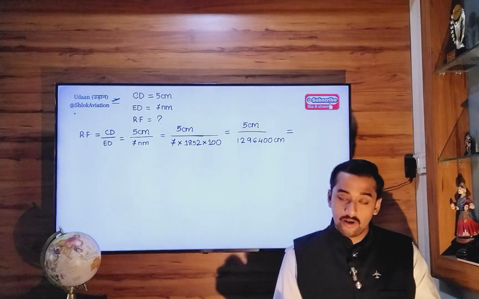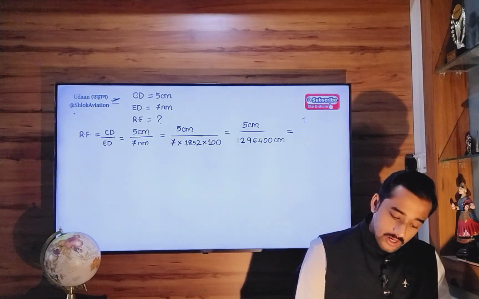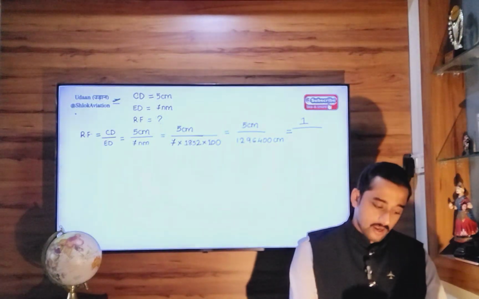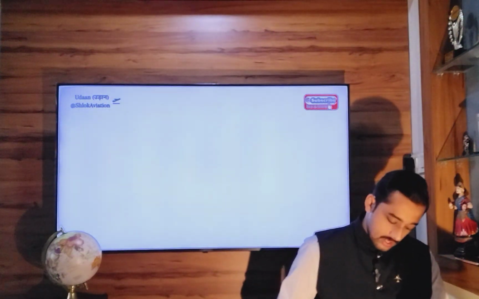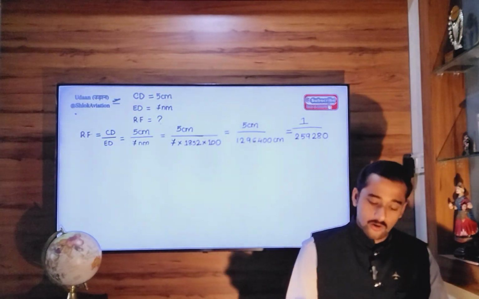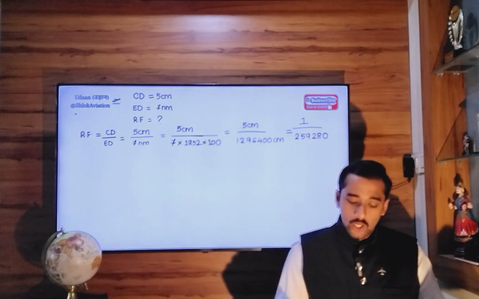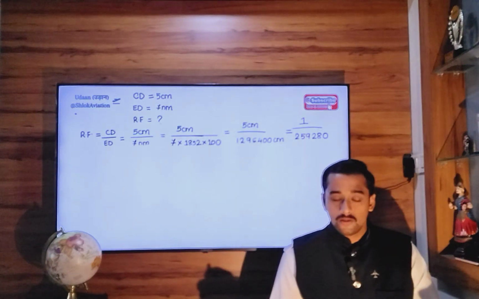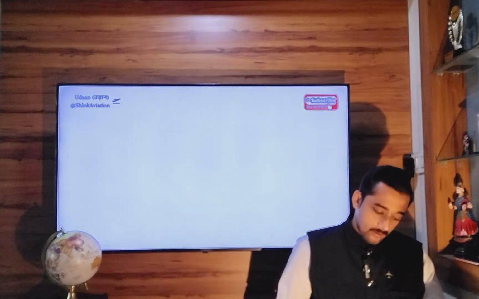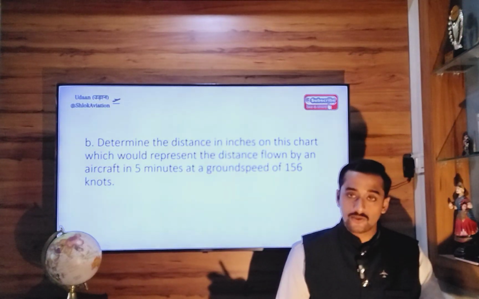Now let's bring 1 in the numerator. To achieve that, we will have to divide numerator and denominator by 5. So 5 divided by 5 is 1. So 1 divided by, now this value, that is 1296400 divided by 5 is equal to 259280. So your final answer is this, 2,59,280. Okay, so select the option which is closest to this, maybe 2,60,000. So yeah, next.